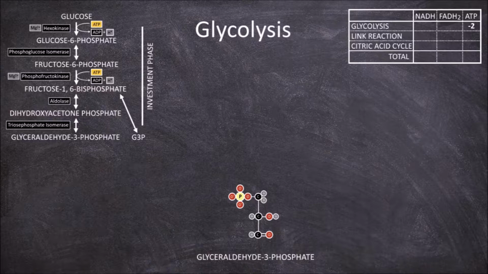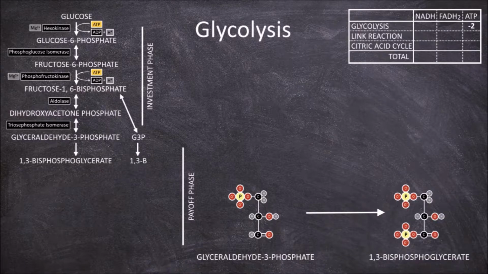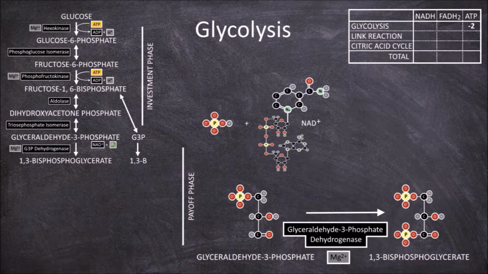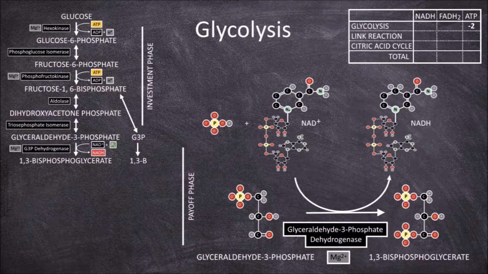The next 5 steps of glycolysis are called the payoff phase, as glycolysis starts to produce energy in the form of ATP, as well as NADH, which is used to produce ATP later on in cellular respiration. The sixth step involves the conversion of glyceraldehyde 3-phosphate into 1,3-bisphosphoglycerate, another 3-carbon molecule, using the enzyme glyceraldehyde 3-phosphate dehydrogenase and the cofactor magnesium. This process involves using an inorganic phosphate and reducing NAD+ into NADH, as well as releasing another hydrogen.